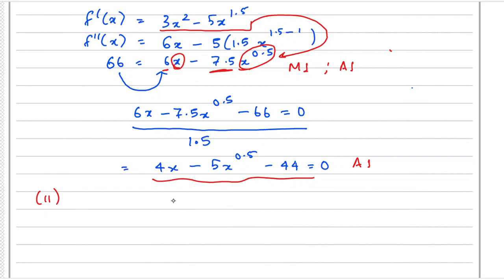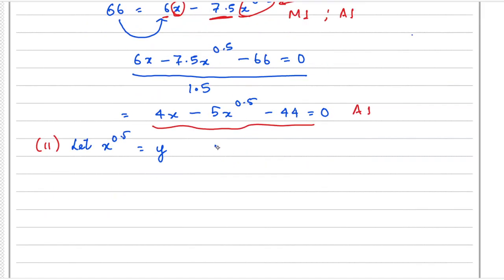So the best thing is to take the smallest power of x, so that you can assume it as another variable, say y. So if that is y, then what would be x? x would be y square, because root of x is y. To get x, you need to square on both sides, so you'll get x is equal to y square. So I can replace the x and the x to the power 0.5 by terms of y. So we have 4y square minus 5y minus 44 is equal to 0.